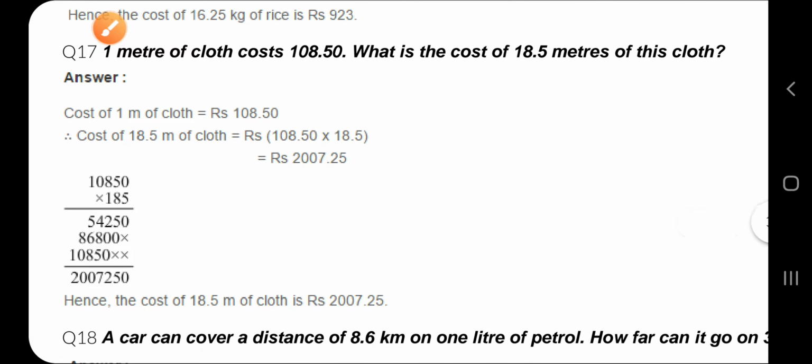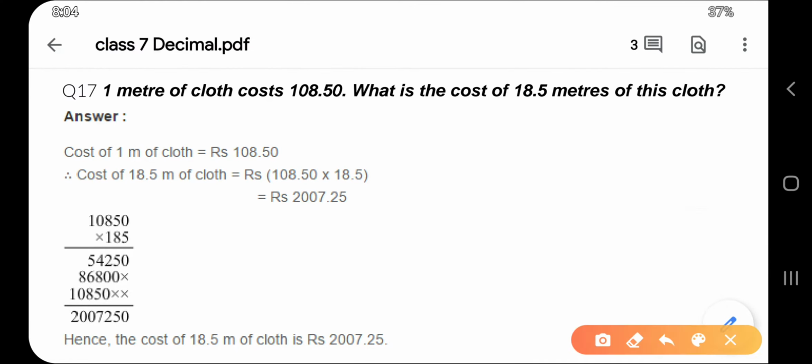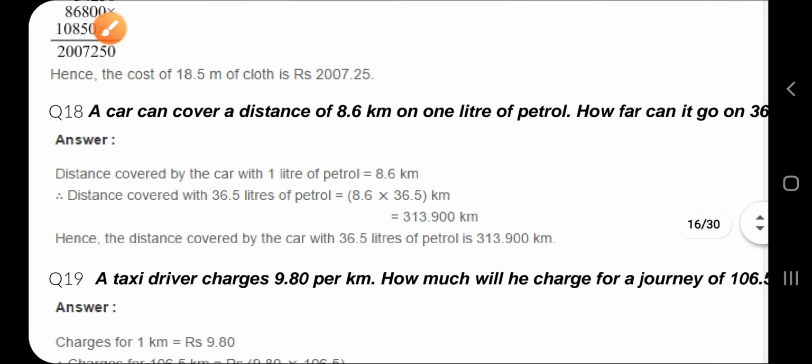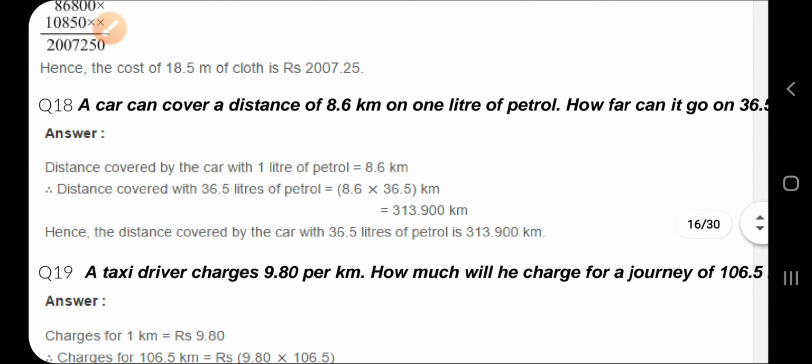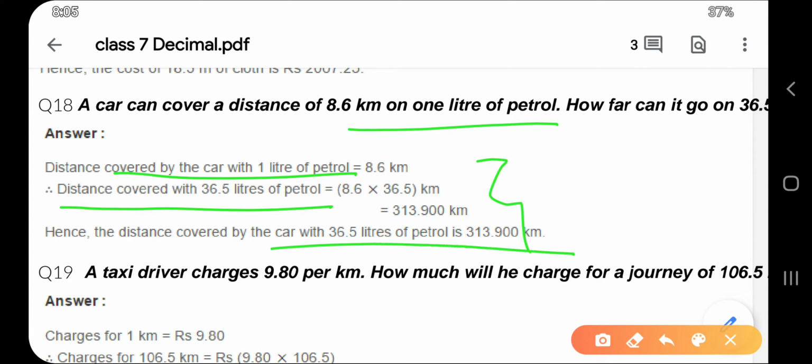1 meter of cloth costs rupees 108.50. So what is the cost of 18.5 meter of this cloth? You have to multiply, write it in this way only, and place the decimal properly. A car can cover a distance of 8.6 kilometer on 1 liter of petrol. How far can it go on 36.5 liter of petrol? This is also simple. Given for one, find for many. So multiply, write the statements in a proper way, and place the decimals in a proper way.